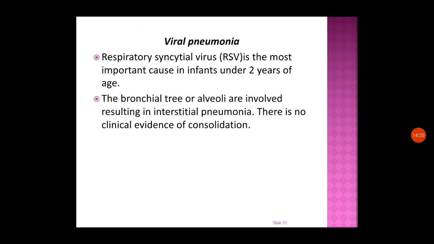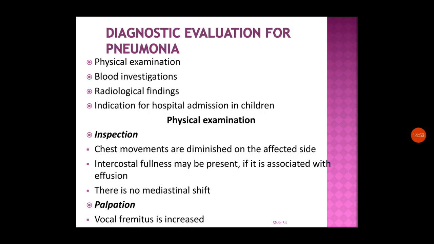Next is viral pneumonia. So respiratory syncytial virus is the most important cause in infants under 2 years of age, and the bronchial tree or alveoli are involved, resulting in interstitial pneumonia. There is no clinical evidence of consolidation, because comparatively the complications and fluid production are more common with bacterial pneumonia than viral pneumonia. So we will continue with the diagnostic investigations and management in the next video. Thank you.